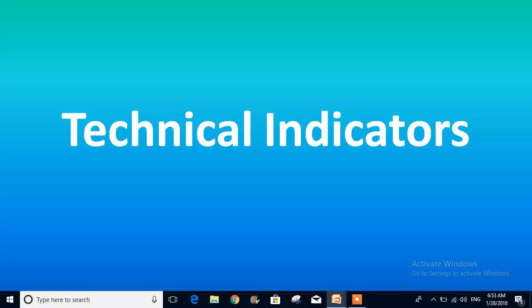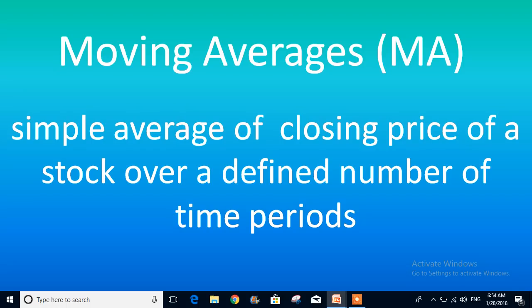So guys, before purchasing a company's stock, we'll consider two things. One is the fundamental analysis and the second one is the technical analysis. In the technical analysis we have different kinds of technical indicators. Among them, moving averages is one of the most important technical indicators. Intraday traders, short-term traders, long-term traders and investors all consider the moving averages to decide whether we are going to purchase the stock or not.